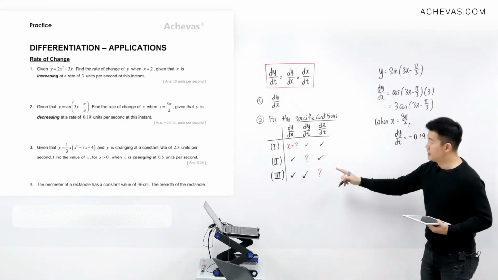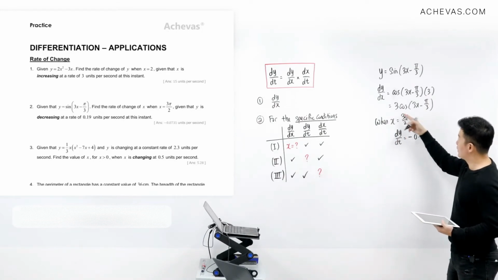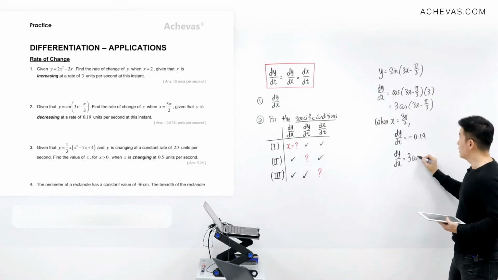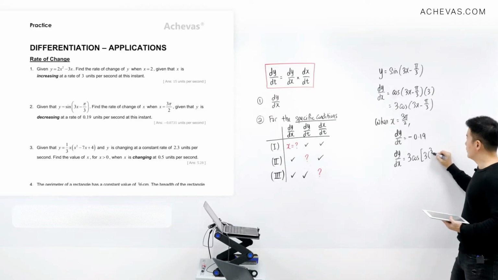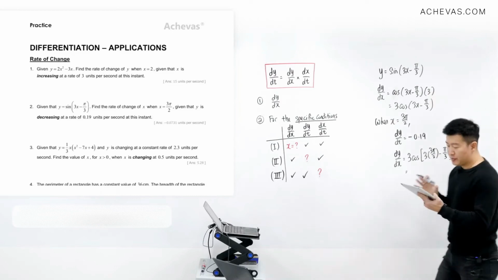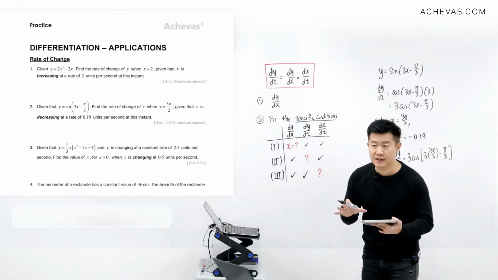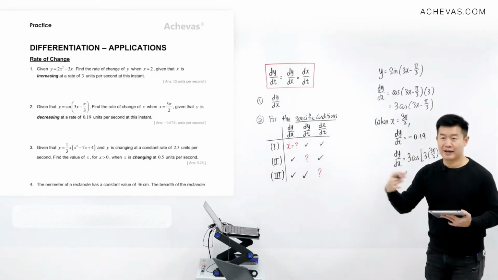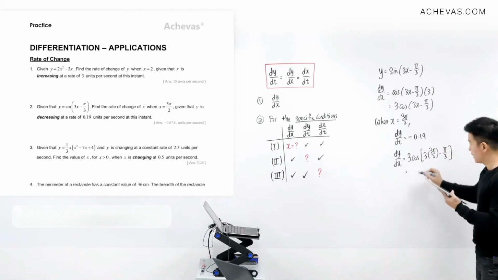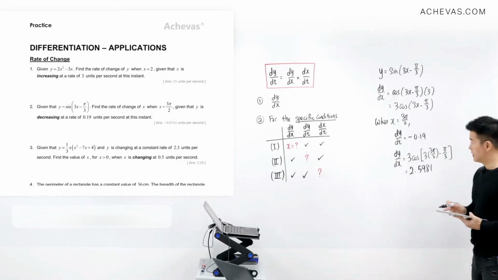And the next thing that we want to do, since we already have this, is to find the quantity for dy dx. So for dy dx, I'm going to make use of what we have found previously. This is 3 cosine of 3 times 3 pi over 2 minus pi over 3. And I'm going to make sure that I'm in the radians mode, because by default for calculus, all the angles should be in radians. So if I were to go for the radians mode, pressing this into the calculator, I'll be able to get 2.5981 to 5 significant figures.